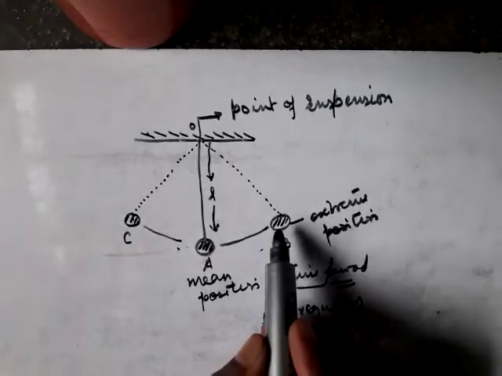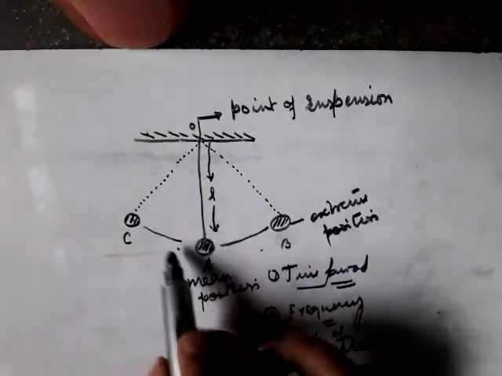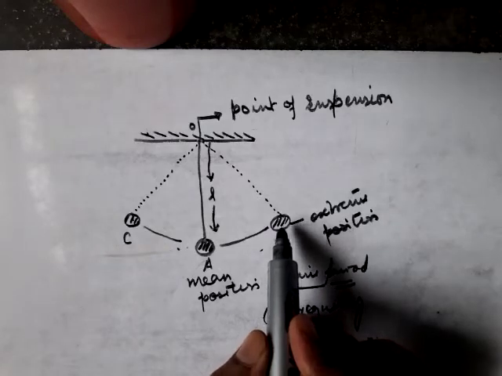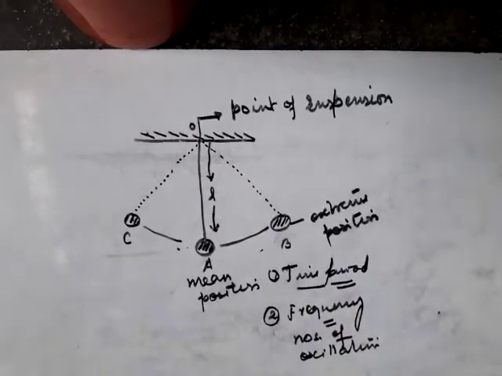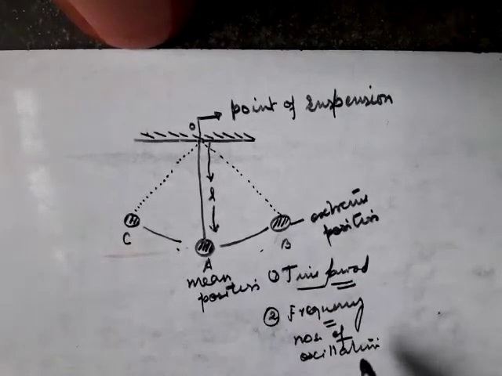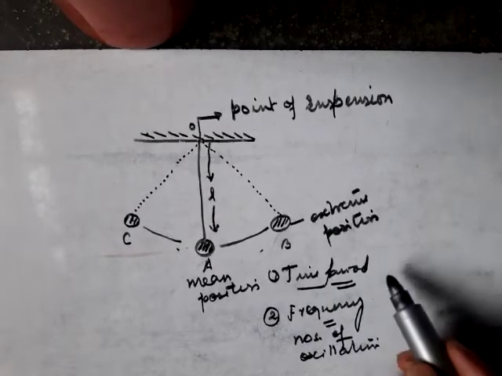And suppose in 1 second it is oscillating 2 times. So in 1 second, whatever number of oscillations it does, that will be the frequency of the simple pendulum.